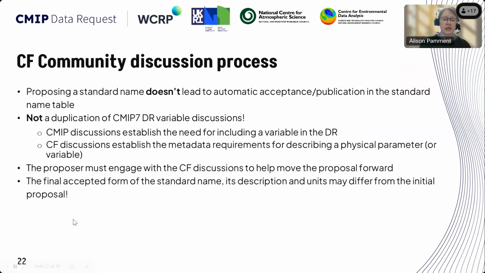Moving now to the CF community discussion process, I should be clear with you that simply proposing a standard name through this method doesn't automatically lead to acceptance and publication in the standard name table. There is a discussion process that follows on from this. This is within the CF community. It isn't a duplication of the CMIP7 data request discussions, where people are discussing what variables should be in the data request and why they're needed to answer the scientific questions.